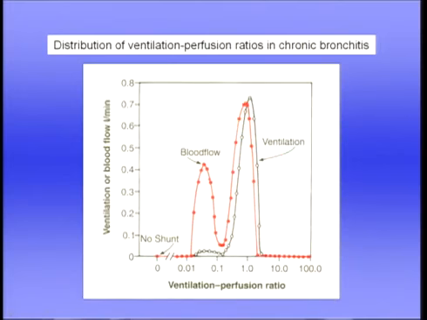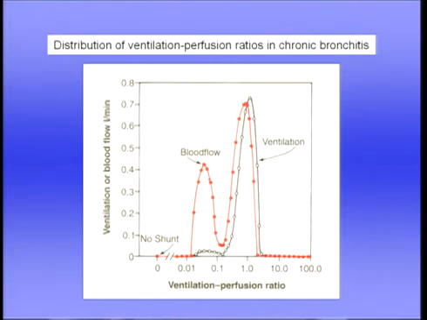Let's look at another disease, and that is chronic bronchitis. And incidentally, both chronic bronchitis and emphysema are part of the pattern that we call chronic obstructive pulmonary disease. It includes both of these diseases. And now you can see, again, a very abnormal distribution. You've got one mode here near the normal value of 1, okay?